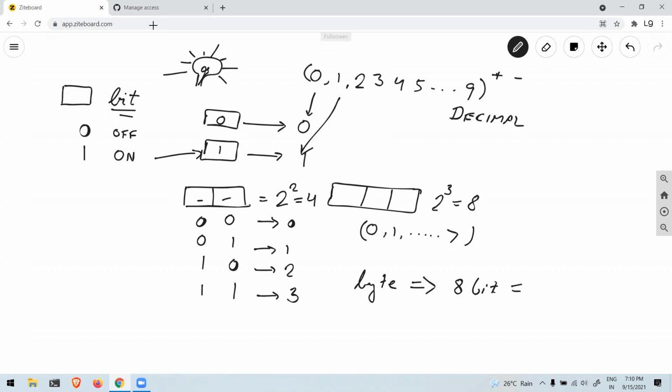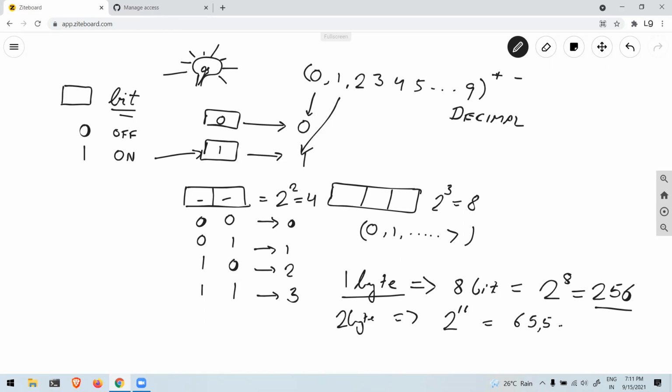And this is roughly equivalent to 2 to the power 8 combinations, equal to 256 different values you can represent inside a single byte. So if you have 1 byte of memory, you would typically say that it can contain 256 different values. Cool. Now, if I take 2 bytes, the number of different combinations would become 2 to the power 16, which would be roughly equal to 65K something. I don't remember the exact value. But roughly around that many values you can represent.